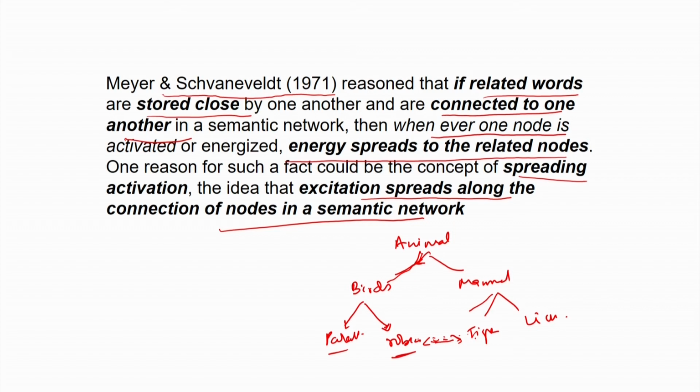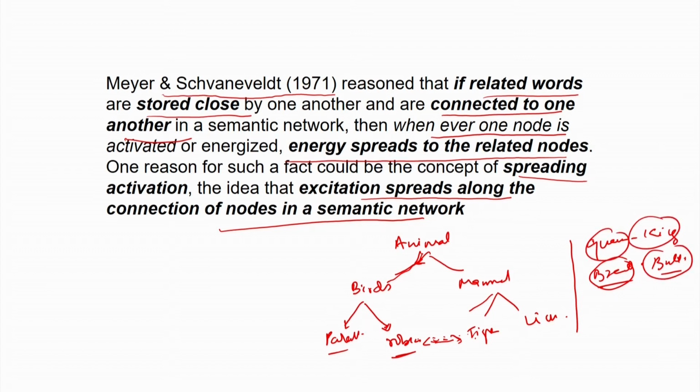And that is why they said this: we have always found that when I say queen, people say king. When I say bread, people say butter. Now, when you look into it, bread and butter are two different things. King and queen are two different concepts. Queen is from the female category, king is from the male category, but they are related to each other, and this relation can only be explained through the idea of spreading activation.